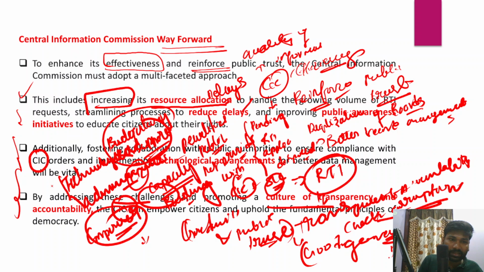Now understand one thing, that if there are any best practices, any key initiatives brought in by the Central Information Commission and other state information commissions, which further strengthen their efficiency and effectiveness in providing information, you could mention those aspects as well, because it would further enrich your answer, right?